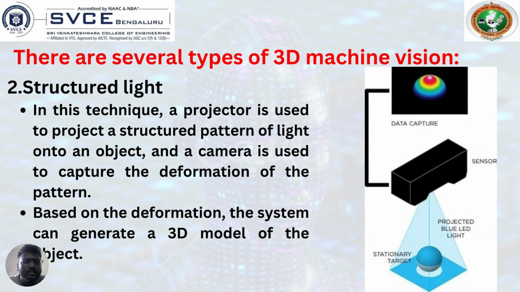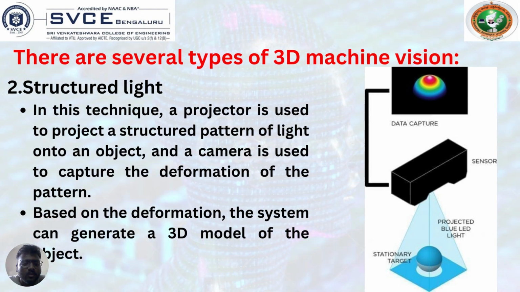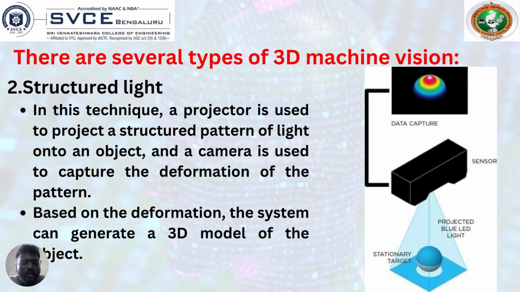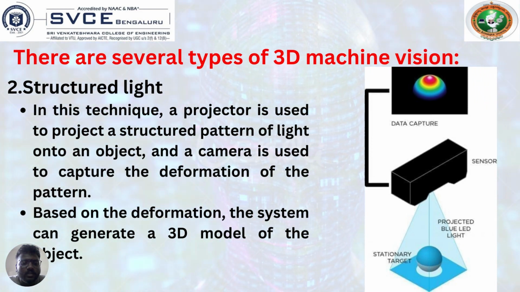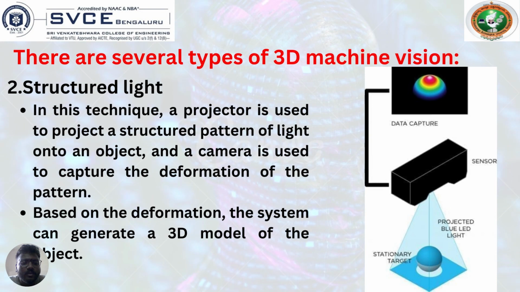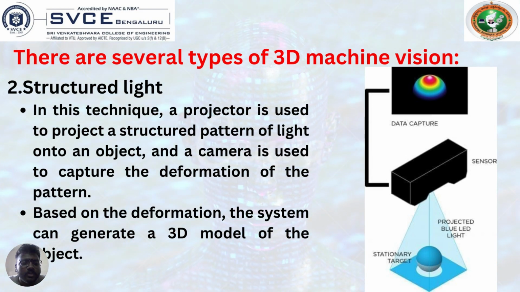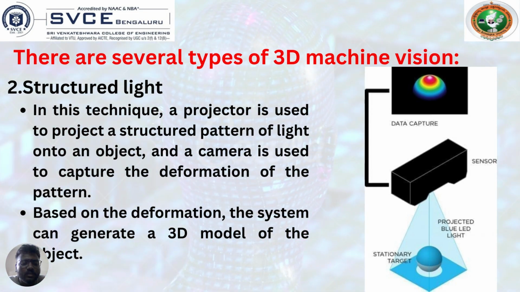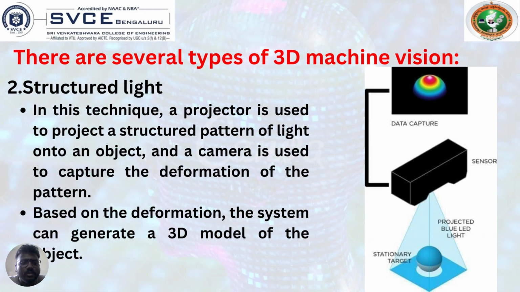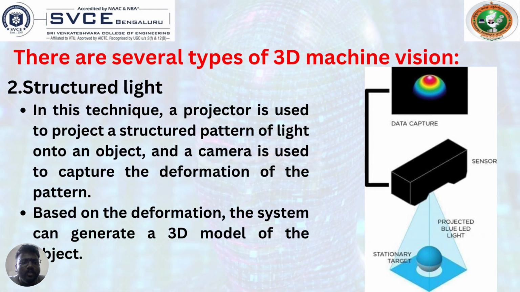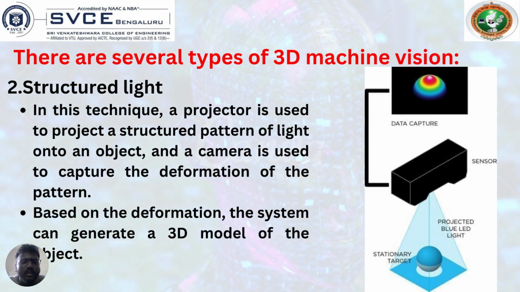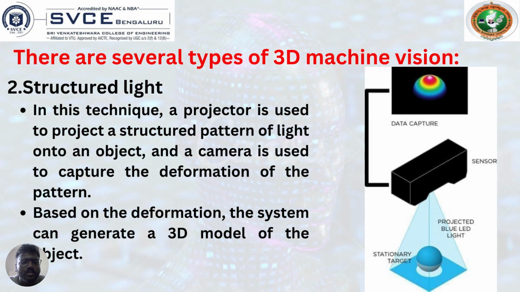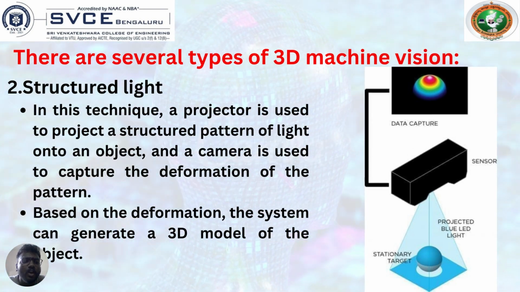In structured light, this is a technique of projecting a known pattern, such as a grid or horizontal bars, onto the scene. The pattern deforms when striking a surface, which allows the vision system to calculate the depth and surface information of the object in the scene, as used in structured light 3D scanners. This technique uses a projector to project a structured pattern of light onto an object, and the camera is used to capture the deformation of the pattern. Based on the deformation, the system can generate a 3D model of the object.